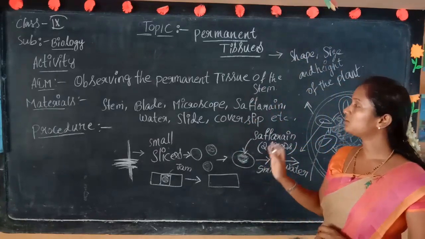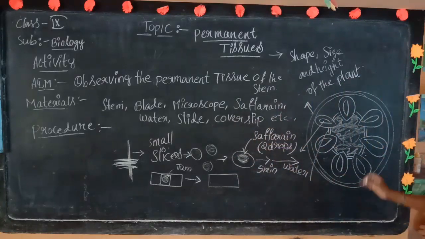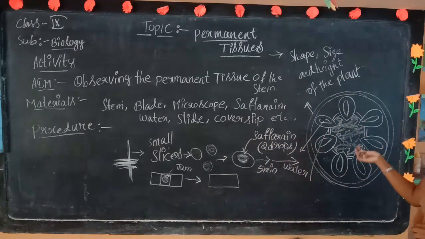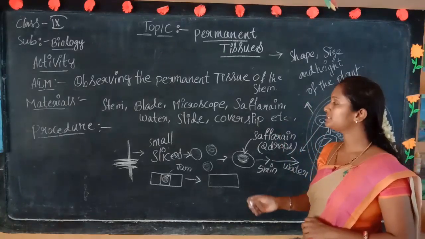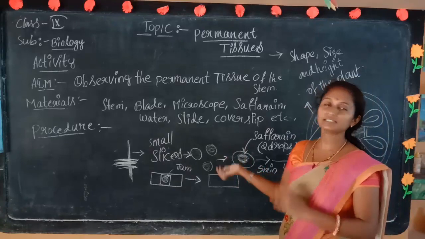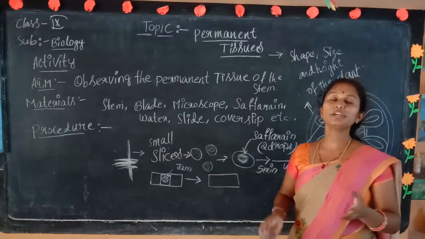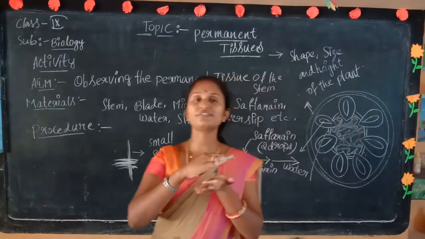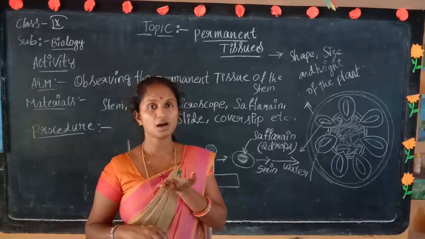By this activity, we concluded the various types of differentiated cells that are there in the permanent tissues. We discussed that we can do this experiment with any type of plant. But when we section a transection of a stem, it will be very thin slices and we can observe it.